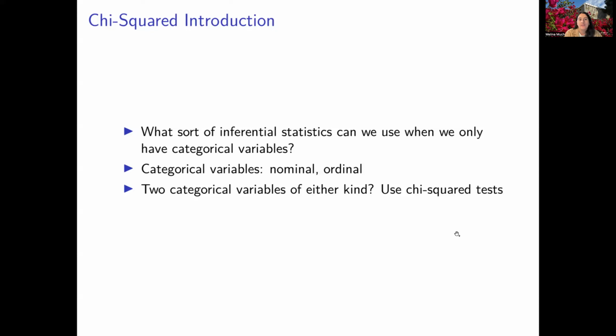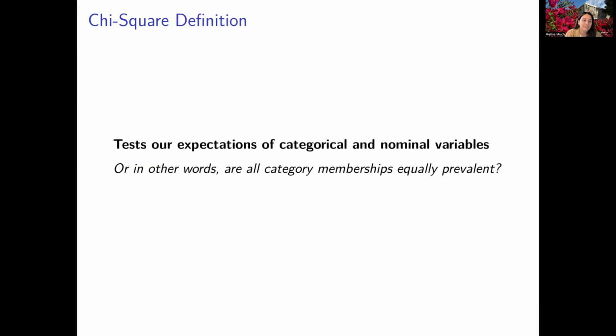So again, with inferential statistics, when we only have categorical variables, these are variables like nominal and ordinal. And if we have two categorical variables of either kind, we're going to use chi-square tests. We also could use a one sample chi-square test when we have one categorical variable that we care about. And if we have two, we can use the bivariate, which we've kind of nodded to so far. Again, it's going to test our expectations of categorical and nominal variables, seeing if they're equally prevalent or if there's a non-random difference in the frequencies in these groups.